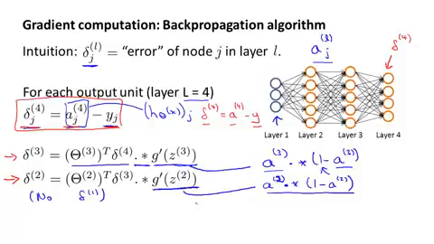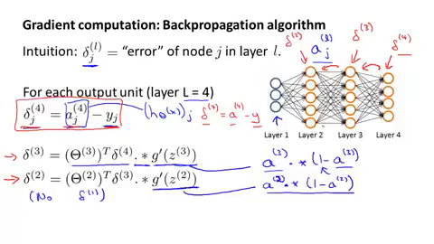The name backpropagation comes from the fact that we start by computing the delta term for the output layer, and then we go back a layer and compute the delta terms for the third hidden layer, and then we go back another step to compute delta 2. And so we're sort of backpropagating the errors from the output layer to layer 3 to layer 2, hence the name backpropagation.